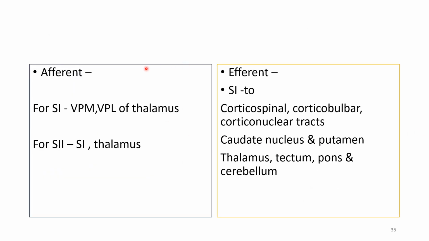What are the afferents and efferents to it? The afferents for S1 are from the thalamus, that is VPL and VPM, and for S2 they are from S1 and from the thalamus. The efferents will go to S1 again, and from S1 to corticospinal, corticobulbar and corticonuclear tracts. So they will form these tracts, and to caudate nucleus and putamen, and they will also go to thalamus, tectum, pons and cerebellum.